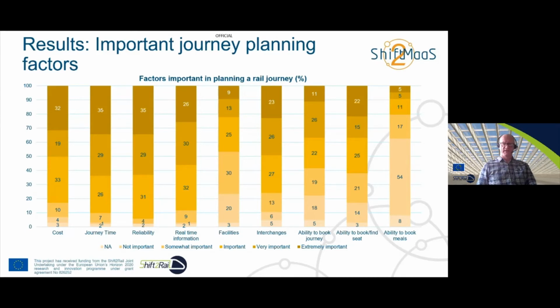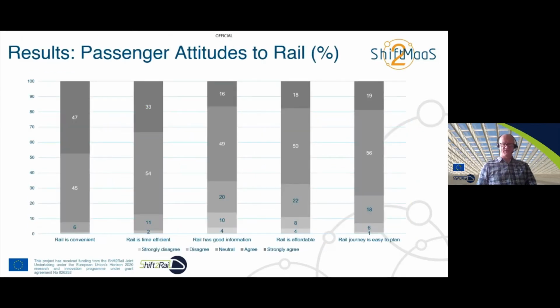Okay, next slide, please. And then in terms of passengers' attitudes, whilst people viewed rail as very convenient, 47% said they strongly agreed with the statement that rail was convenient and time efficient. Fewer people were inclined to agree with the idea that rail has good information and it's easy to plan. So there's clearly scope there for improvements in the information and planning functionalities that we're hoping to introduce through this app. Okay, thank you.